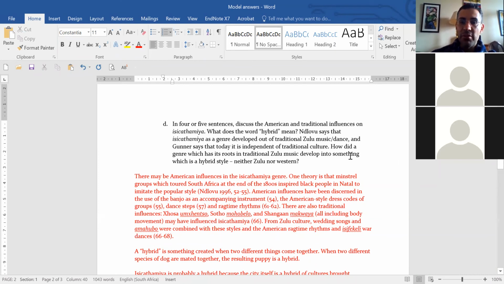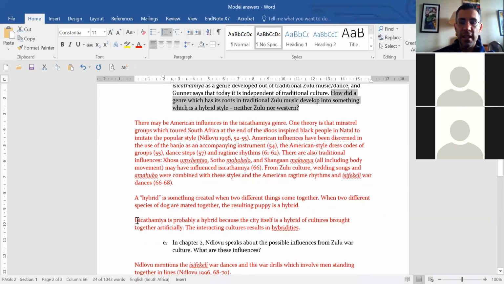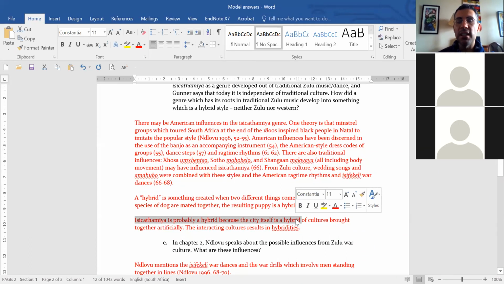Then the next part of the question says, how did a genre which had its roots in traditional Zulu music develop into something which is a hybrid style? I say Isicathamiya is probably a hybrid because the city itself is a hybrid. Think about that. A city is where lots of people come together. Okay, so it's a hybrid of cultures brought together artificially. A city isn't a place that happens naturally. It's artificial. Think of Joburg.